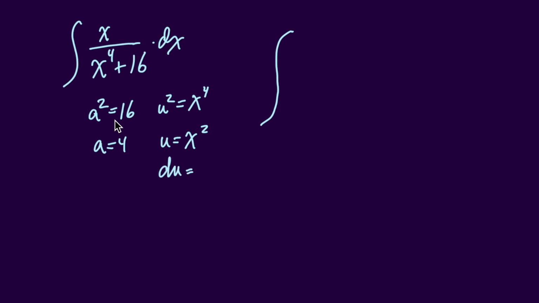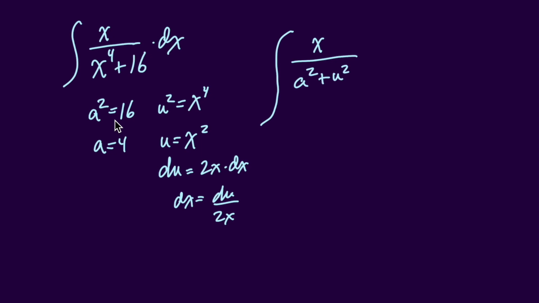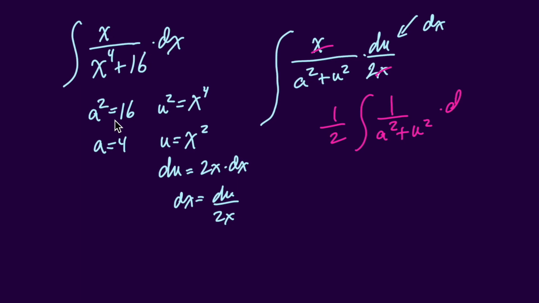Let's do our du is going to be 2x times dx, and our dx is going to equal du divided by 2x. So as we rebuild our integral, we're going to have a squared, x over a squared plus u squared, times du over 2 times x. That was dx. Okay, we're going to cross out these x's. We're going to pull out the 1/2. And this now fits the inverse tangent paradigm.